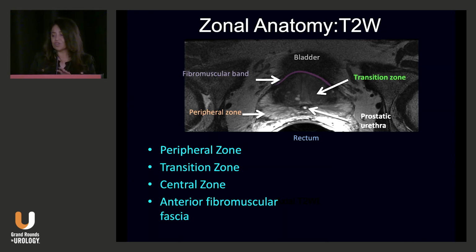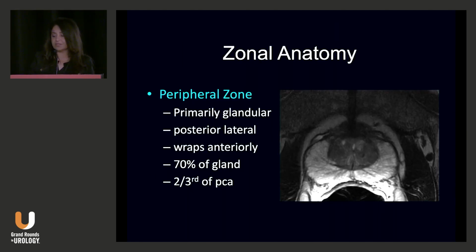Transition zone has a lot of stromal BPH, glandular BPH, and so that can look a little heterogeneous. And so when we look at the peripheral zone, in an example like this, it's primarily glandular, and it's very bright and wraps around anteriorly.